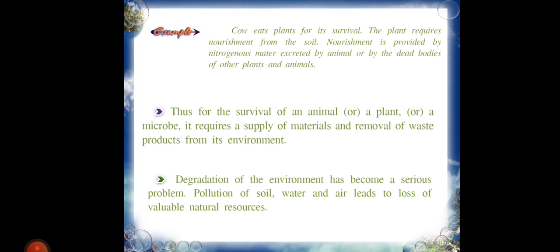Nourishment is provided by nitrogenous matter which is excreted by animals or by the dead bodies of other plants and animals. Thus, for the survival of an animal or a plant or a microbe, it requires a supply of materials and removal of waste products from its environment. Degradation of the environment has become a serious problem nowadays. It leads to pollution of soil, water, and air, and loss of valuable natural resources.